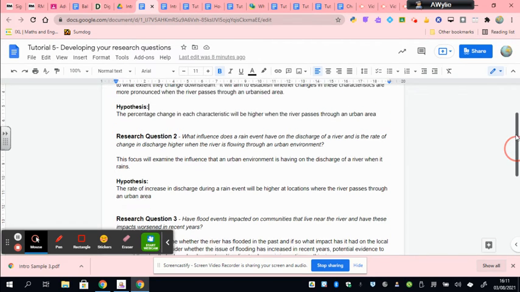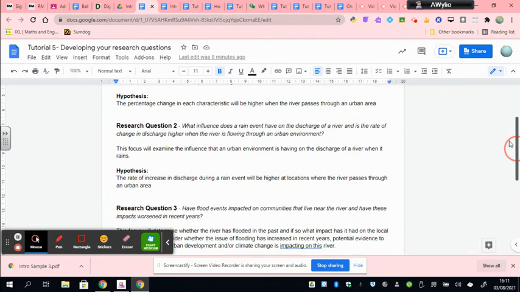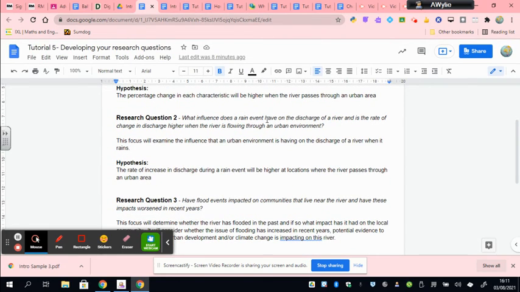Now, talking about interlinking research questions, the second research question is to do with the rain event. We're now trying to look to see, when it rains, how does a river characteristic change, and this time we're just looking at one, we're not going to look at all 3, we're just going to look at discharge. How does the discharge of the river change along the course? And does it change more, and we say in the second sentence, when it flows through an urban environment? Okay, so that's what we're going to look at.